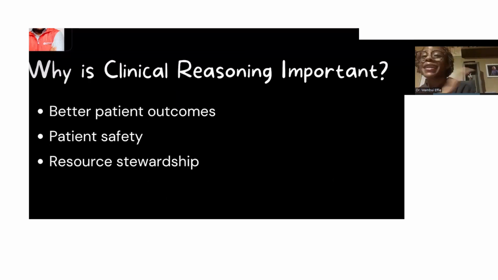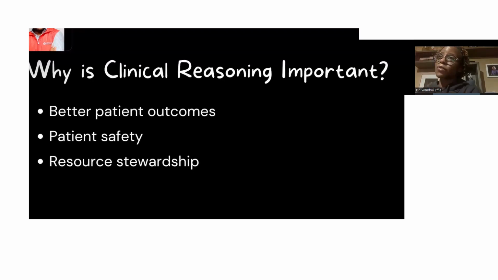Now, why is clinical reasoning important? Better patient outcomes. If we're able to properly integrate that critical thinking, and a patient presents a certain way and we follow a certain roadmap on how to manage them, then we're more likely to have better patient outcomes rather than throwing anything to the wall and seeing what sticks. And at the end of the day, it's the patient who suffers. And if it's not in terms of health, it is financial.